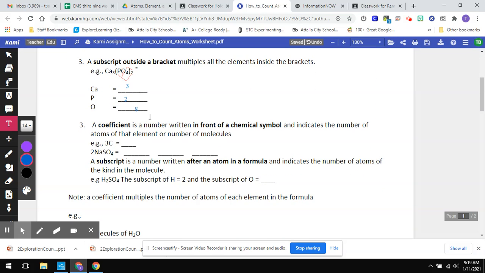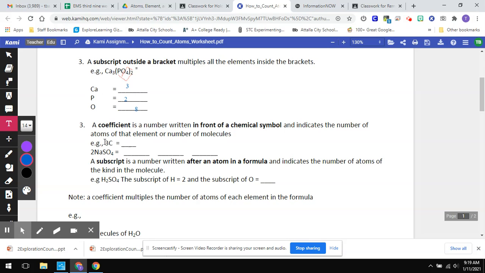So the other thing that it goes through here is talking about what a coefficient is. A coefficient is a number written in front of an entire chemical formula, and it indicates the number of atoms of that element or number of molecules. So for this right here, you just have a coefficient of 3 in front of carbon. So you don't have a big molecule like this one right here.